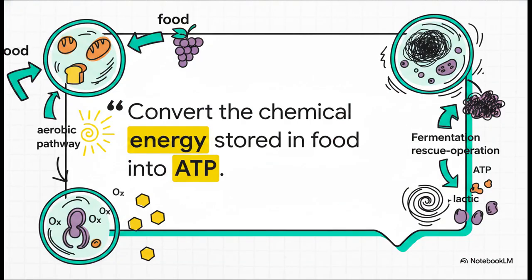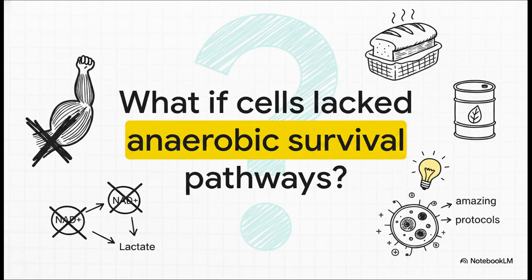To sum up this explainer, I want you to always anchor your understanding to this big picture takeaway. Whether a cell is flush with oxygen and running the full aerobic pathway, or it's suffocating and relying on that quick fermentation rescue operation, the end goal is always the same: converting the chemical energy stored in our food into ATP, the universal biological currency. I'll leave you with this final thought to ponder.